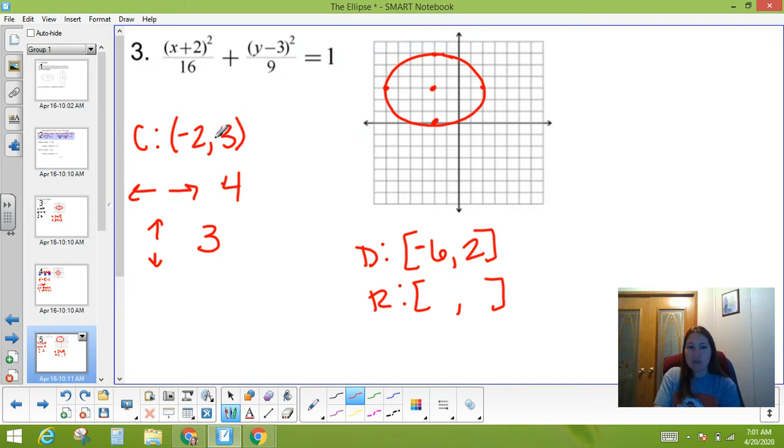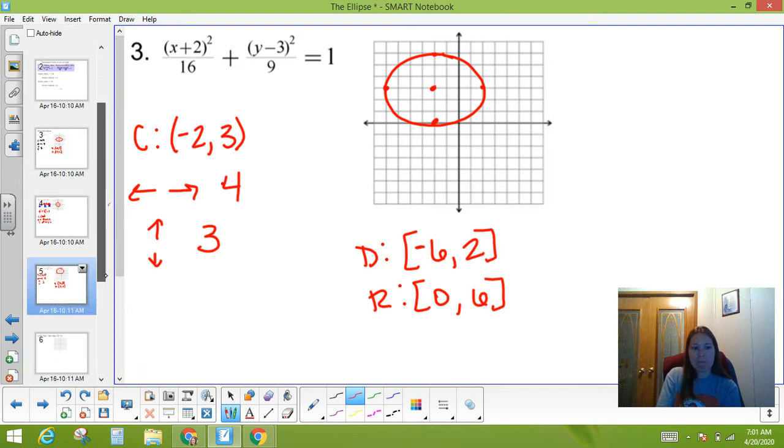All right, so if I take my 3, if I do 3 minus 3, that means I have a 0, and 3 plus 3 is a 6. So my range should go from 0 to 6. And if you look at the graph, that is true. So you don't have to have a graph to tell me the domain and range of an ellipse. It's just easier to count, but you can use your info and figure it out. Okay, y'all.